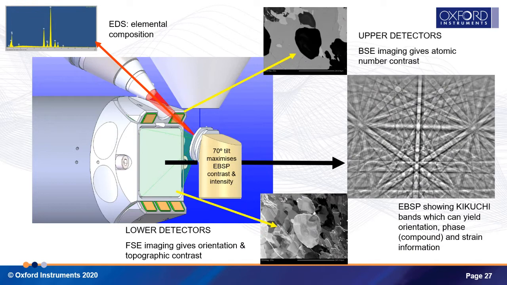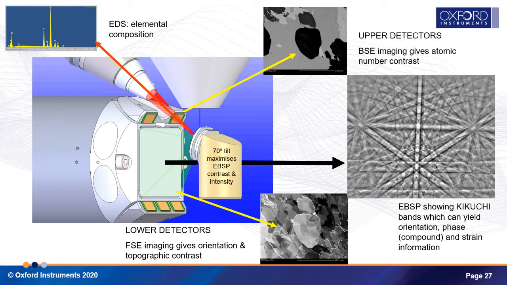We've also got imaging detectors arranged around the phosphor screen. Two above, these give essentially a backscattered signal with atomic number contrast, as you can see in that image. Or in the three lower detectors, we are imaging forward scattered electrons, and these carry orientation and topography contrast. So we can see that you've got a different kind of contrast in that image below.